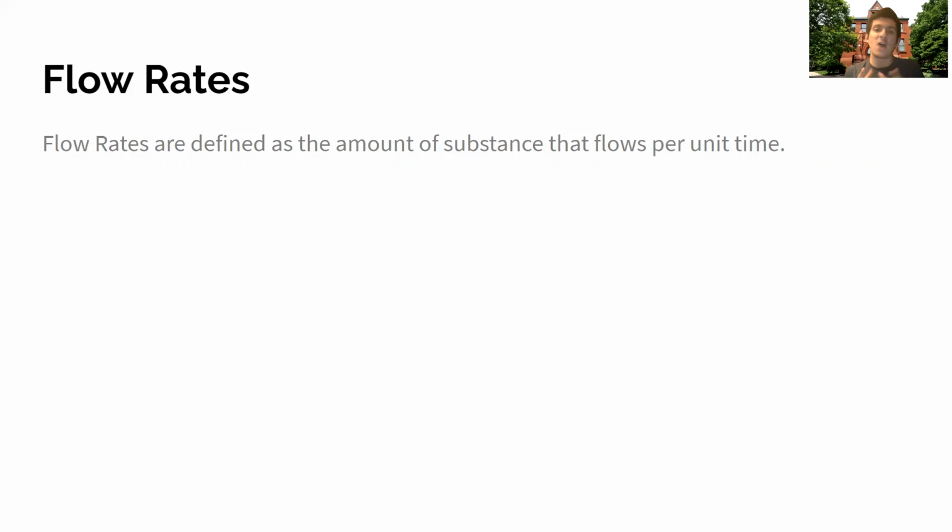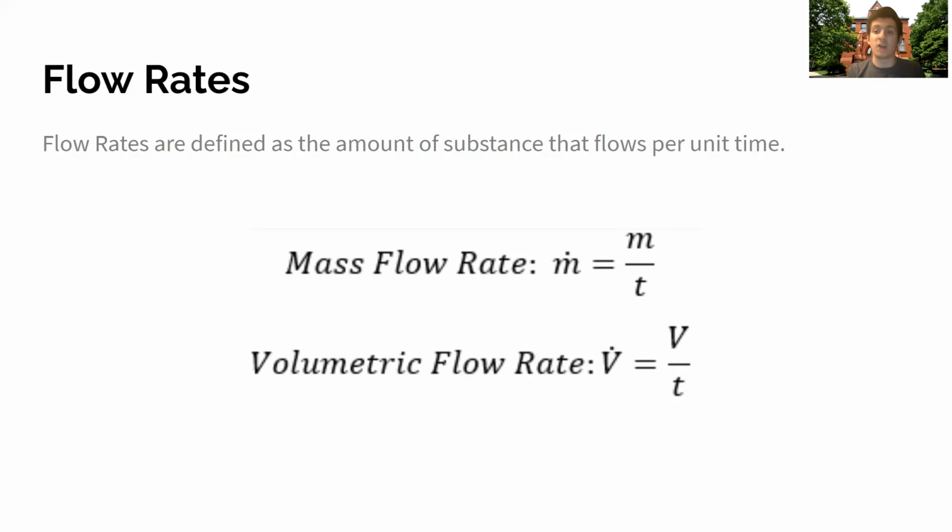Flow rates tell us how much of this substance will be passing through our pipe or passing through whatnot per unit time. There are two really important values that come with it. Mass flow rate, represented by an m dot for purposes of this lecture and these lecture series in general. M dot is defined as m over t, where m is the mass and t is time. Volumetric flow rate, v dot, will be volume over time, v over t.